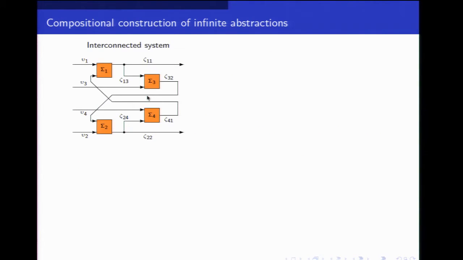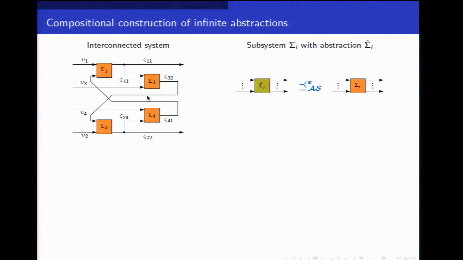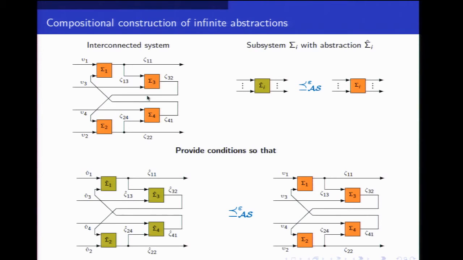So now in the compositional construction, I'm given this interconnected system. I know how to construct the abstraction of each component with this relation. And now the question is to provide conditions such that the interconnection of abstractions is also simulated by the interconnection of the concrete subsystems. So there exists a way of constructing the simulation function from this interconnection to the concrete interconnection. Then I don't need to look at it monolithically. I just look at each subsystem, construct the abstraction, and I have the guarantee that when I compose them, it's going to be an abstraction itself.